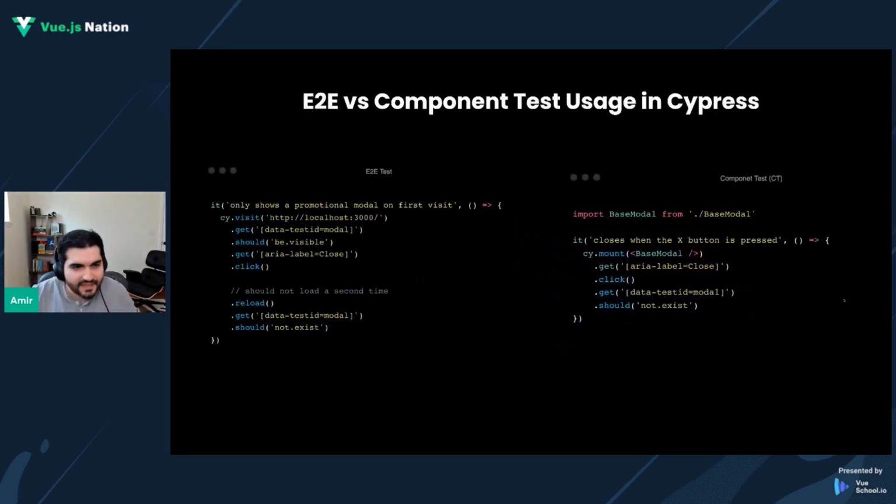So on the left-hand side here, we have a pretty typical end-to-end test. And on the right-hand side, we have what we're calling a component test. On the left-hand side, you really have to take a look at the very first line in that test block, which is us visiting an application, a destination URL, right? Full-on applications live on servers, either it's localhost or some test server somewhere else, right?